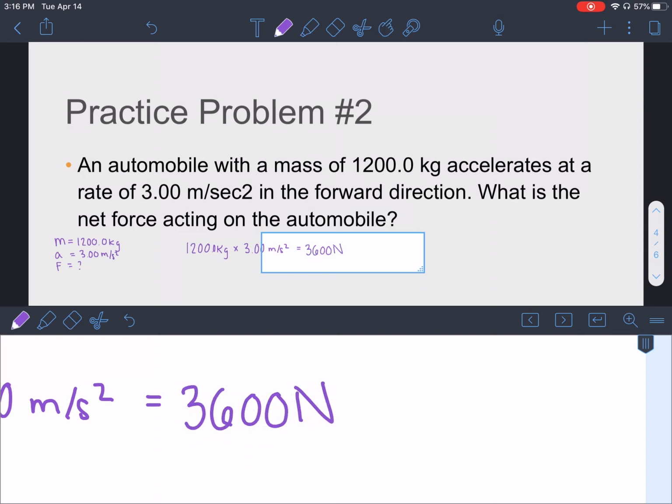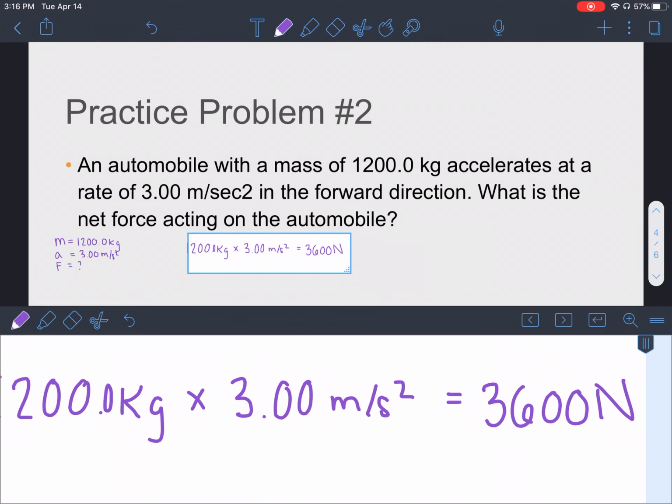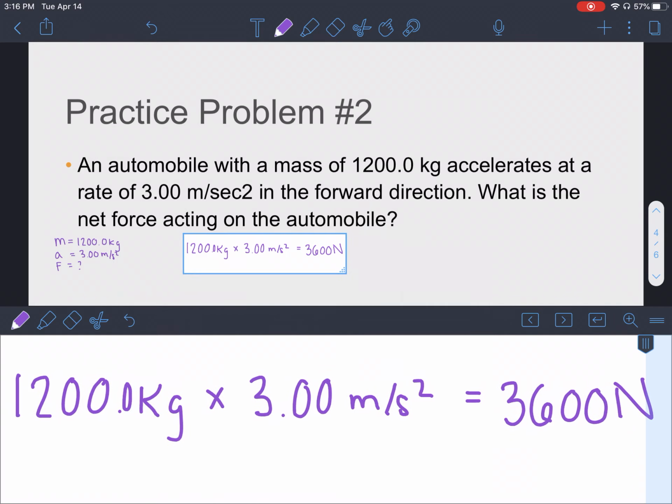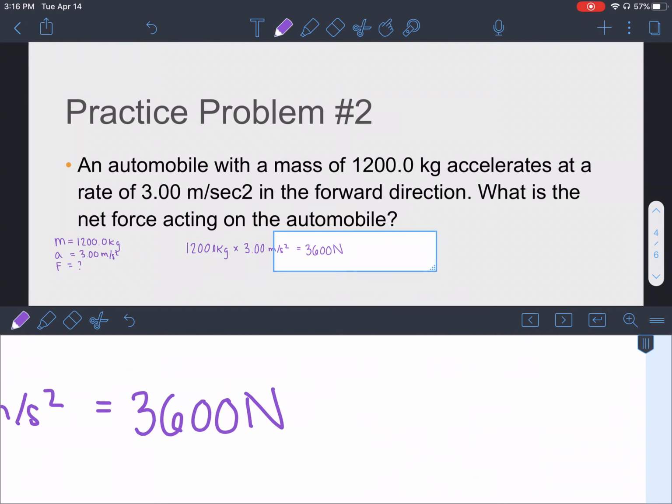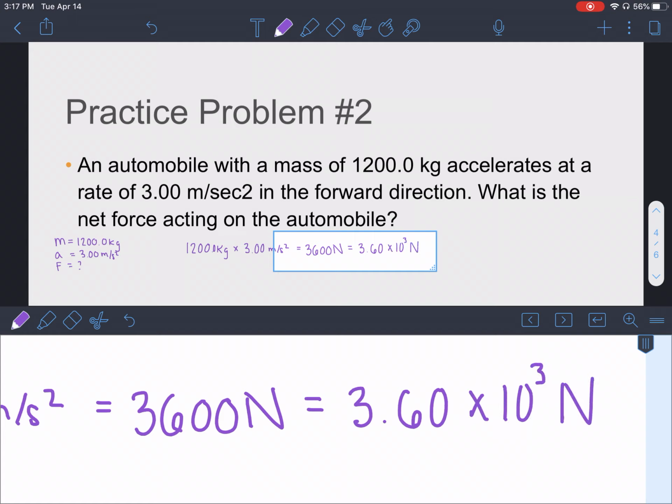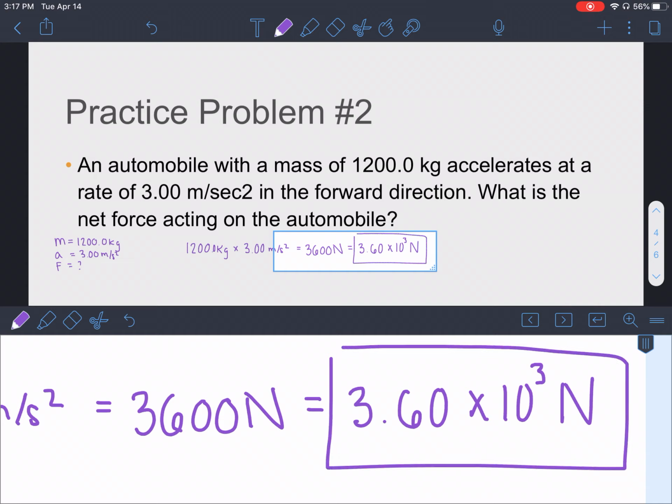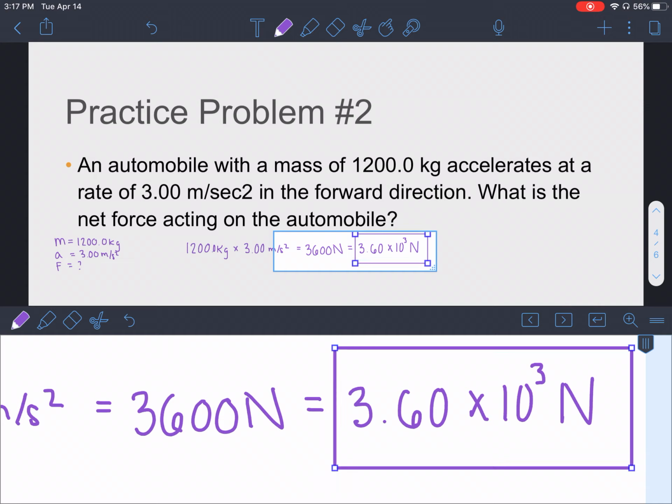3,600 newtons. And if we want to write that with the correct number of significant figures, we need to see which one has the least sig figs in the problem. 12,000.0 has 5, 3.00 has 3. So to be able to write 3,600 newtons as 3 sig figs, we are actually going to have to write this in scientific notation. So it'd be 3.60 times 10 to the third newtons is the correct answer with the correct number of significant figures as well.